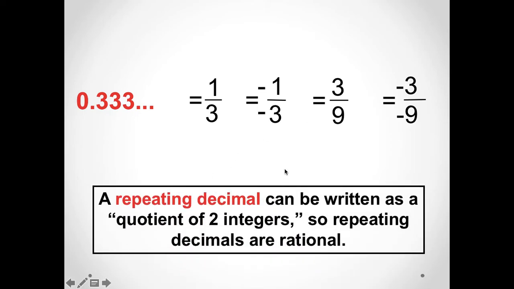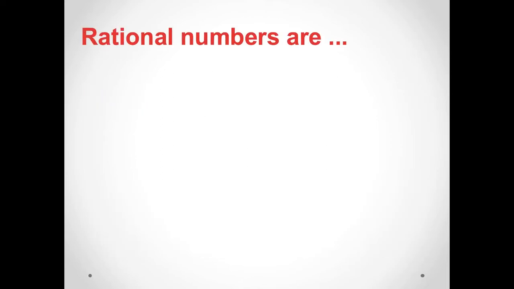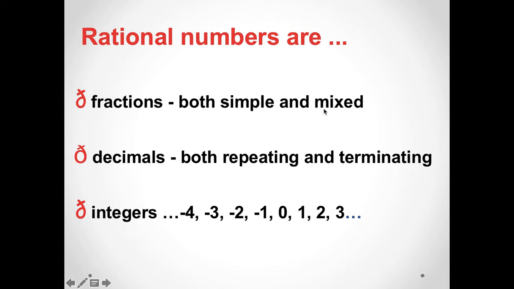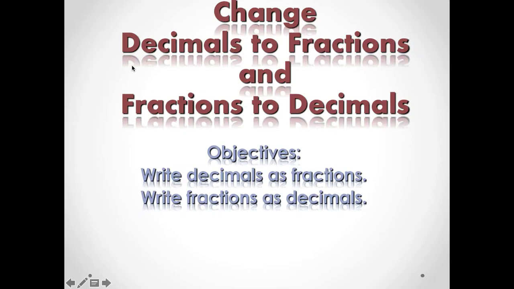A repeating decimal can be written as a quotient of two integers. Again, we can write it as positive integers or negative integers. So it is a repeating decimal, and it is also called a rational number. Rational numbers can be fractions, both simple and mixed numbers, decimals, both repeating or terminating, and integers, negative and positive. So all these things are called rational numbers.